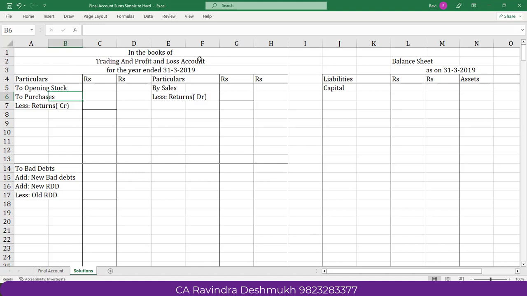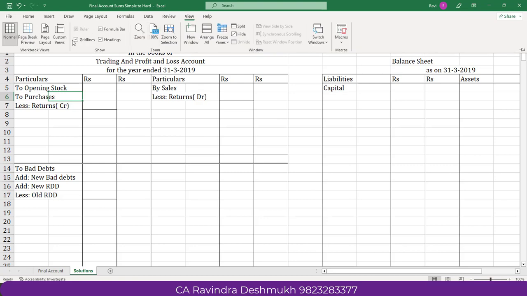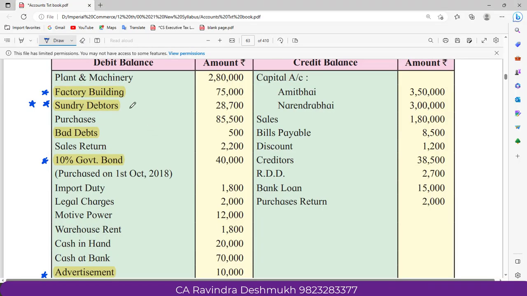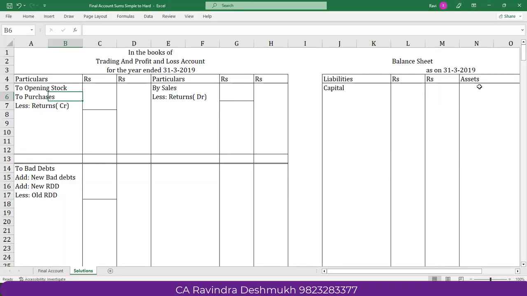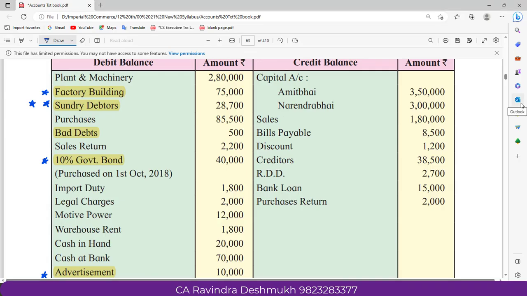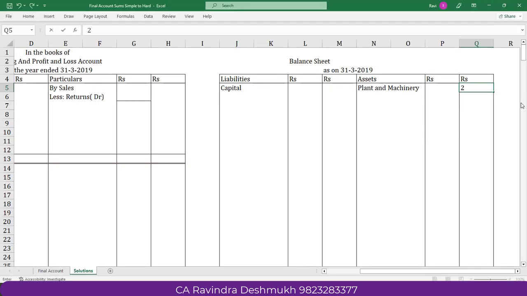See, this is what I am doing posting on. Shall we start? Plant and machinery 2,80,000. Where is it to be posted? On asset side. So I am writing plant and machinery. Amount is 2,80,000, though no adjustment, so I am writing directly in the outer column.